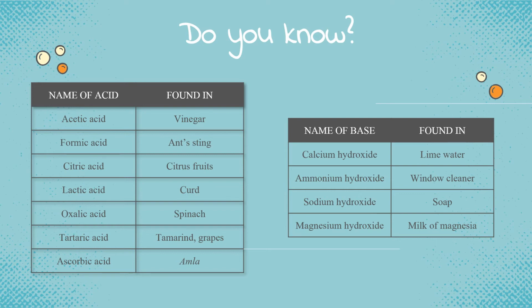Now on to bases. Lime water contains calcium hydroxide while a window cleaner has ammonium hydroxide. Soap has sodium hydroxide which is used for cleaning, and milk of magnesia has magnesium hydroxide. These are some of the day-to-day acids and bases we deal with. And now let's go ahead with the next topic.